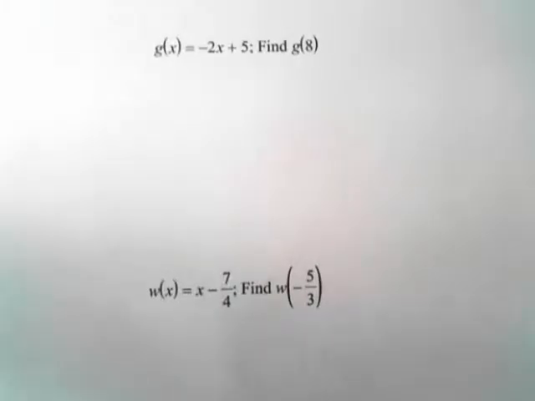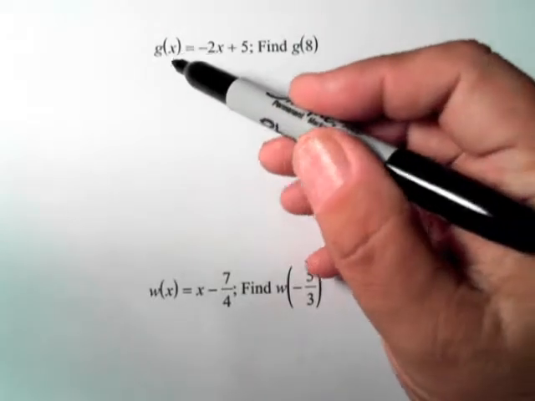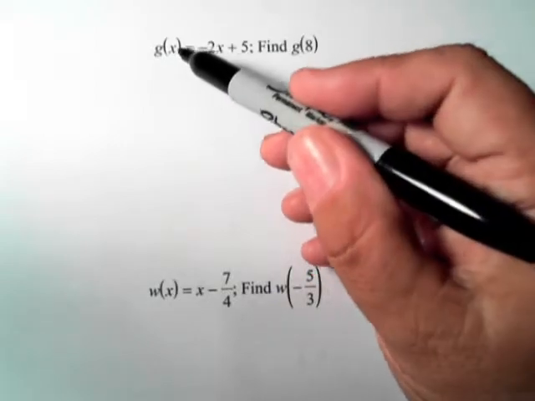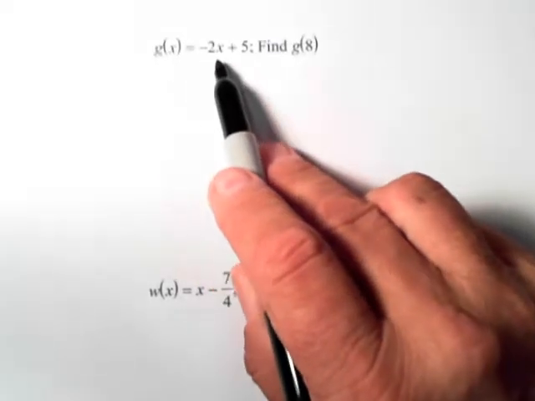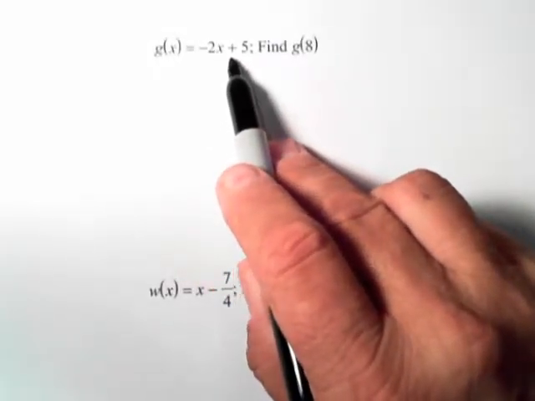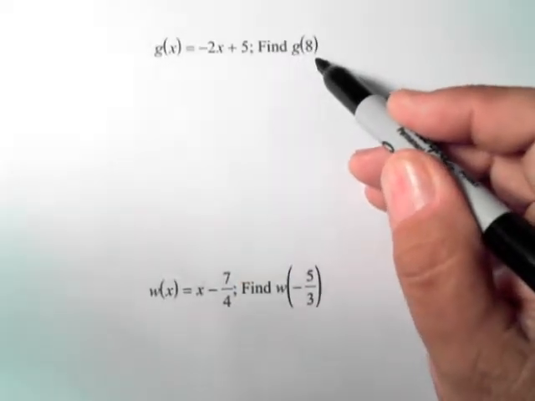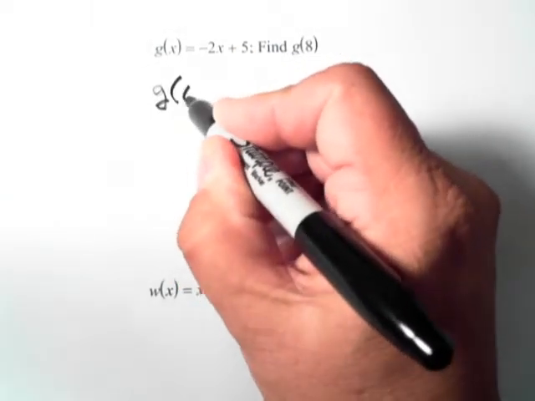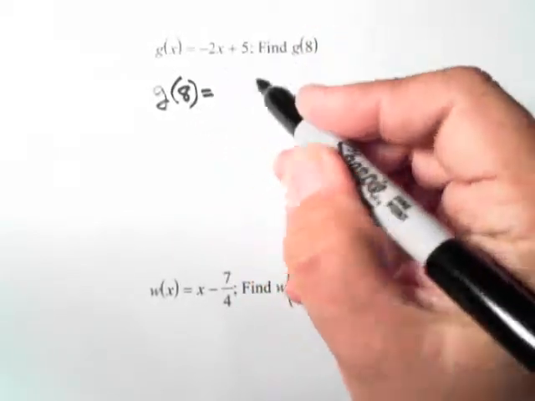Okay, let's look at some examples here. Here we're using the letter g to stand for our function. It's as good as f, no problem. So the original equation, g of x, which means we'll have the x value in the equation, equals -2x plus 5. And what we want to find is g of 8. Well, what's g of 8 going to equal? We simply do this. We're going to replace the x with 8.